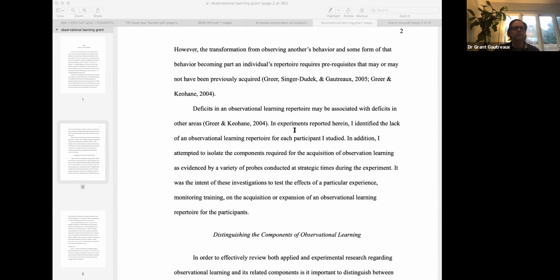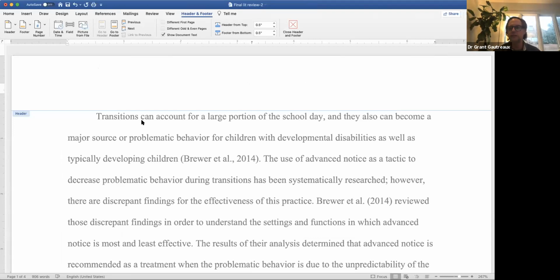Aha, I think I found one that at least is similar. Okay, I think this one comes from this class actually. All right, do you see a document that starts with transitions? All right, super.